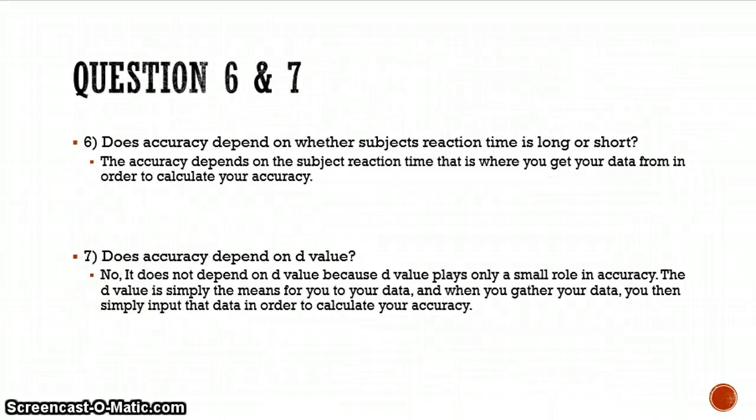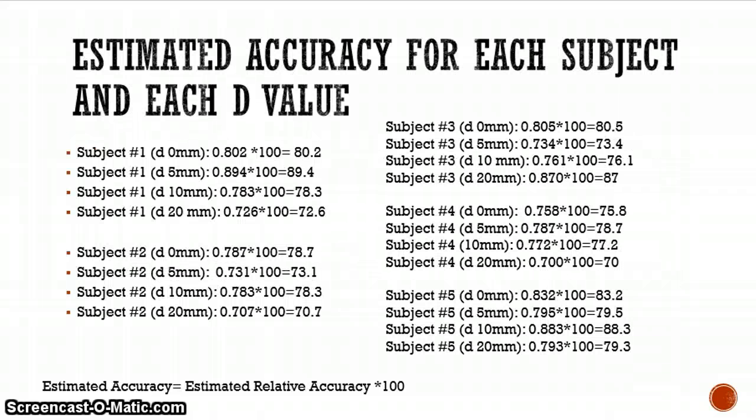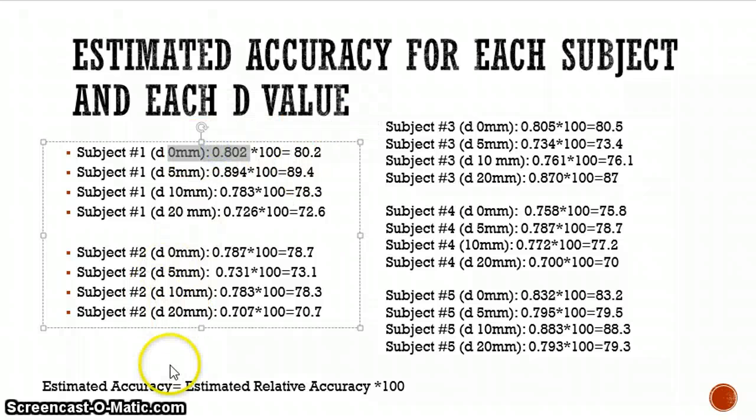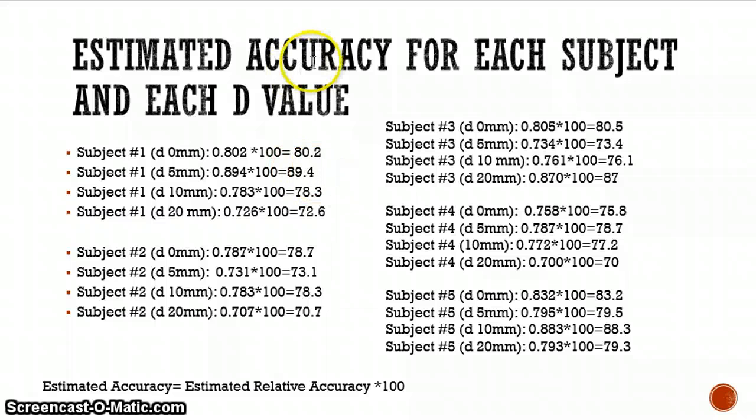I calculated my accuracy for each subject and each D value by using the following equation: accuracy equals the estimated relative accuracy times 100. So for subject number 1, the estimated accuracy at D = 0 millimeters is 80.2. At 5 millimeters it is 89.4. At 10 millimeters it is 78.3, and at 20 millimeters it is 72.6.